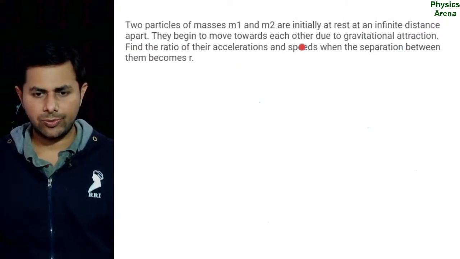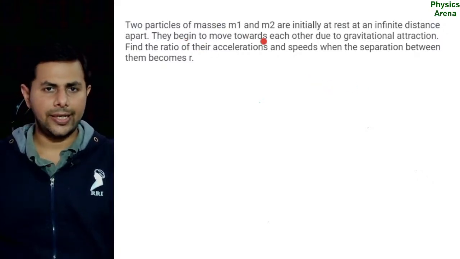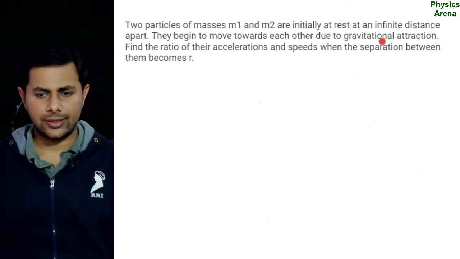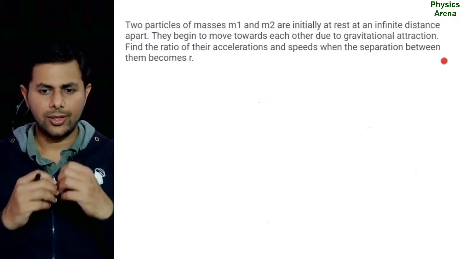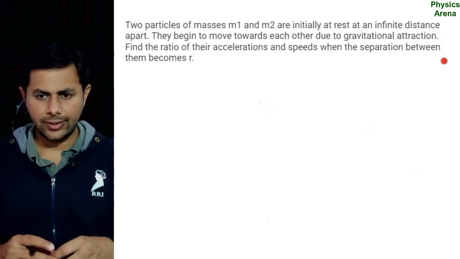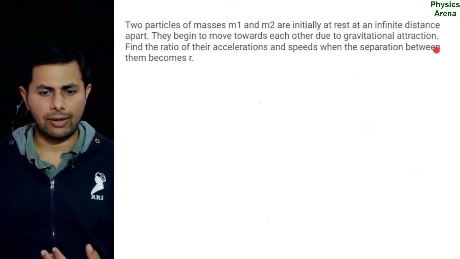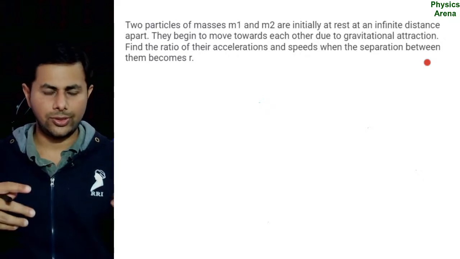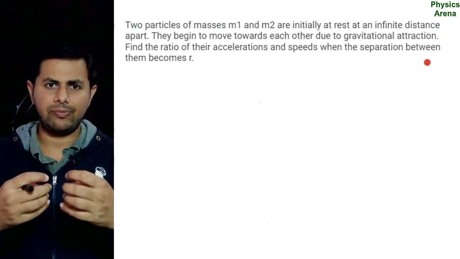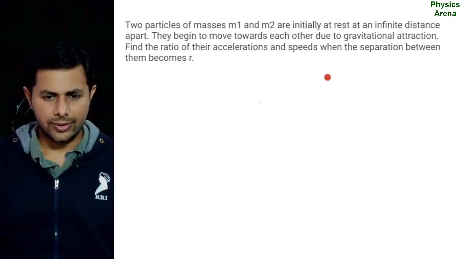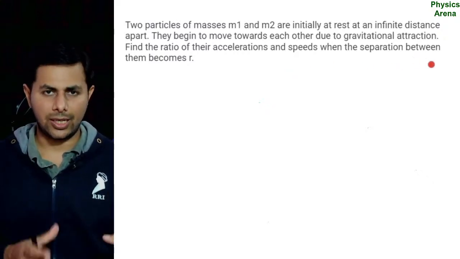Okay, so let's move on to the next problem. Two particles of masses m1 and m2 are initially at rest at infinite distance apart. So there are two particles, their masses are m1 and m2. They are initially at rest and the distance between them is infinite. They begin to move towards each other due to gravitational attraction. So due to the gravitational force, the first particle pulls on the second and the second pulls on the first, and the distance between them goes on decreasing. Find the ratio of their accelerations and speeds when the separation between them becomes r.